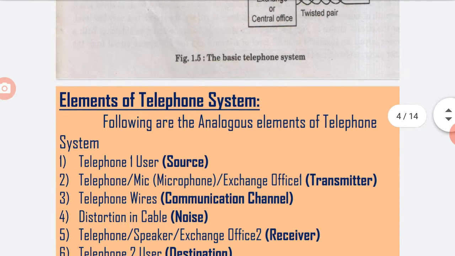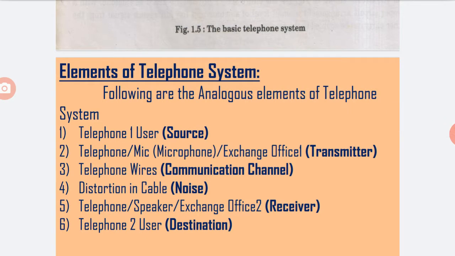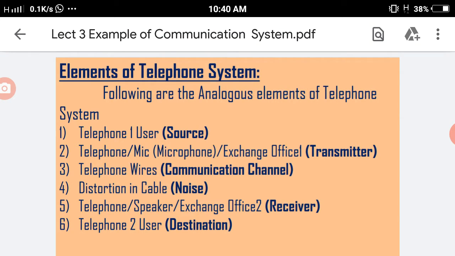So let us consider. Telephone one acts as a source which generates the information, voice, and gives it to the transmitter. So the microphone of telephone one and the exchange office together make the transmitter, while the telephone wires connected between two exchange offices act as a communication channel.